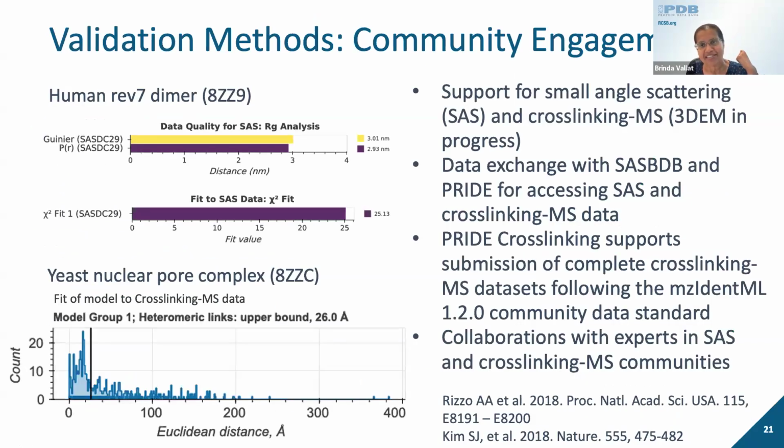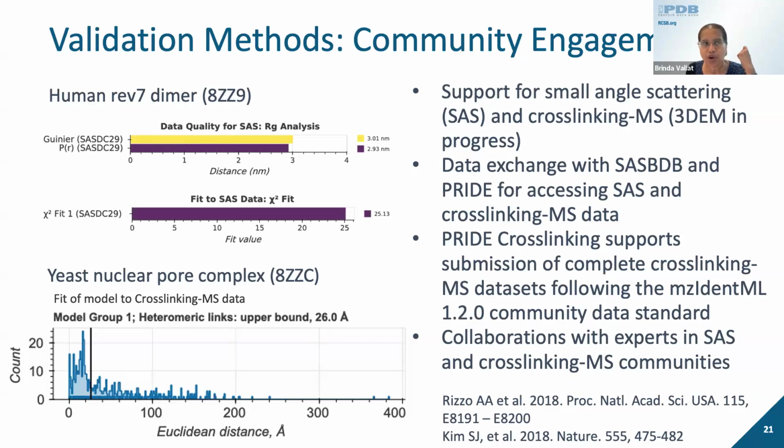Development of validation methods has been a collaborative effort involving experts in various experimental methods and members from other data resources. For example, we worked with the SASBDB repository and members of the small angle scattering community to develop validation for SAS-based integrative structures. And we worked with the PRIDE data resource at EBI and members of the structural proteomics community to develop validation methods for cross-linking MS-based integrative structures.